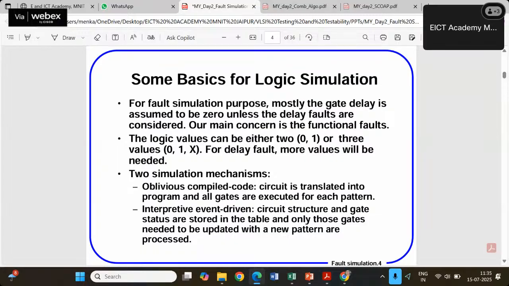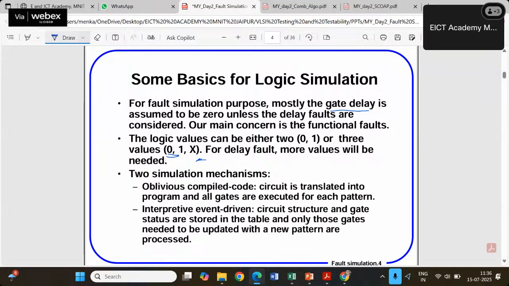So there are some basics for logic simulation. For fault simulation purposes, mostly we will assume the gate delay to be 0, unless we are using delay faults. So here we will only consider the logical faults, stuck-at 0 and stuck-at 1. We will presume the logical values attained by any of the branches are 0, 1 and don't care, that is X. So 0 and 1 are the logical values, and don't care means we do not know what value it could be. So these are the 3 values we will be taking.